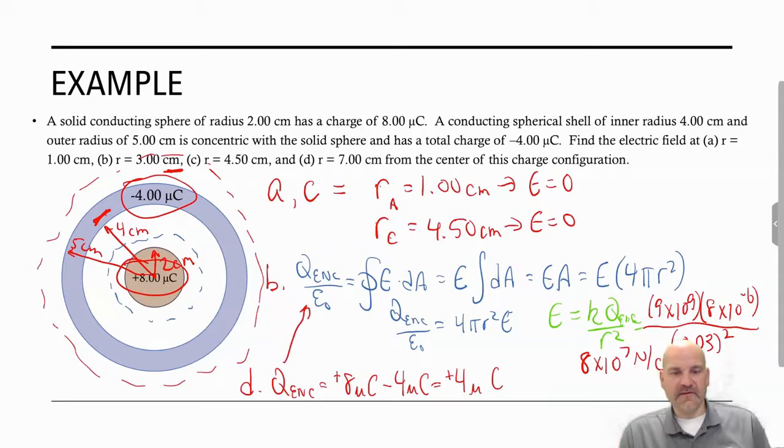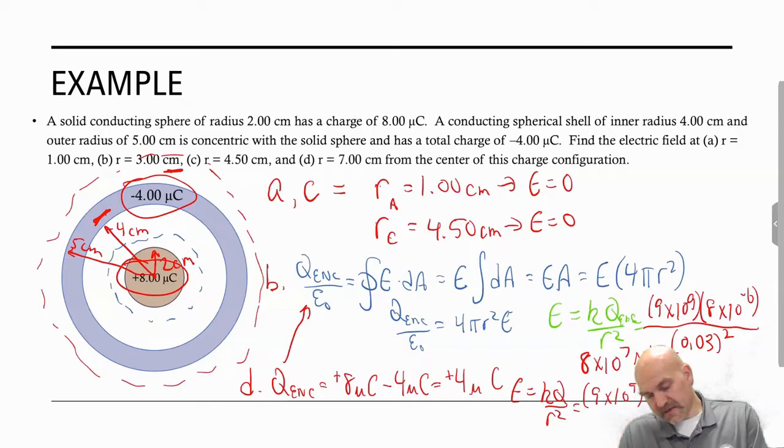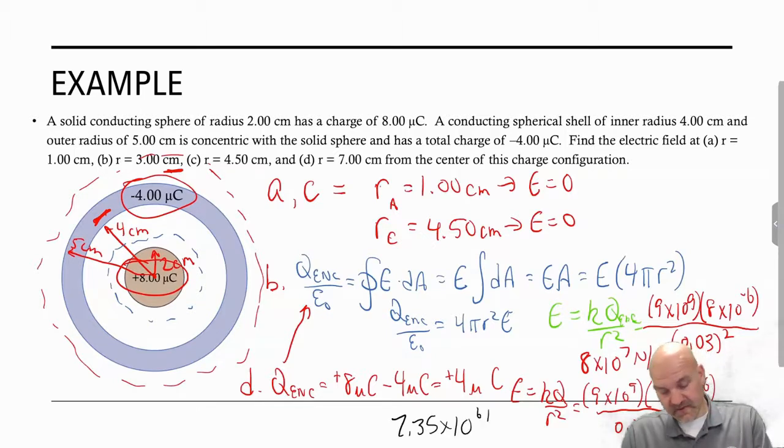All I have to do is the same thing as in B using Gauss's law, and it's just going to end up being kQ over r squared. So 9 times 10 to the 9 times 4 times 10 to the negative 6th divided by 0.07 squared. We should expect this to be less because we're further away, even though we're further away with less charge. We end up with 7.35 times 10 to the 6th newtons per coulomb as our electric field.